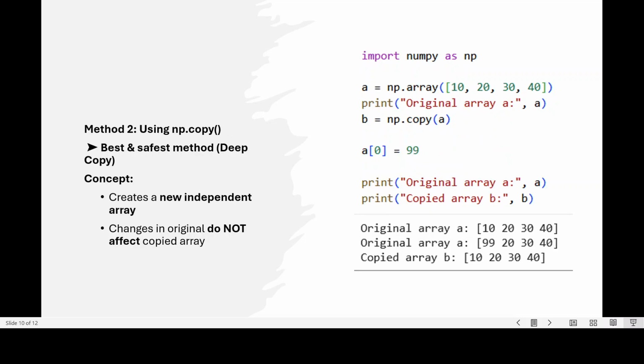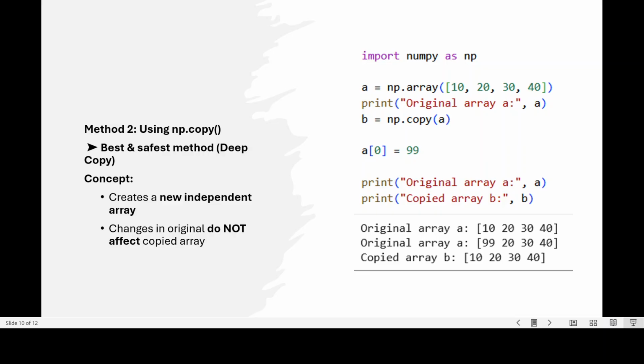Next, we are going to see method 2, using np.copy(). This is the easiest and safest method to copy an array. The np.copy() function creates a completely independent copy. This is called a deep copy. Changes made to the original array do not affect the copied array.